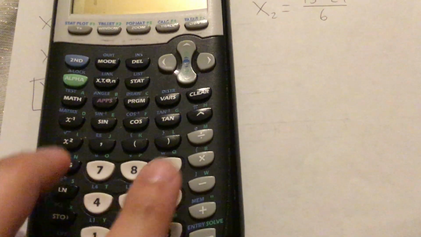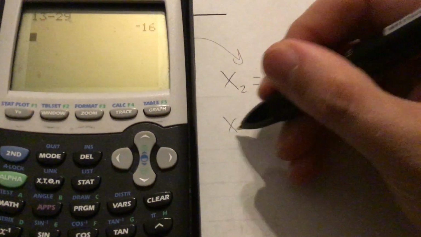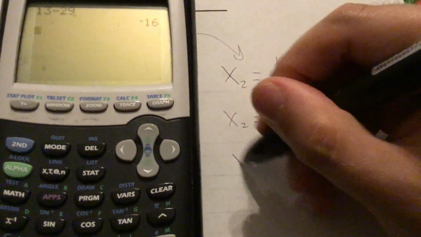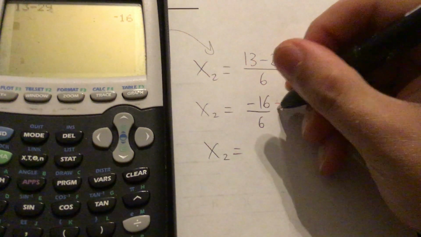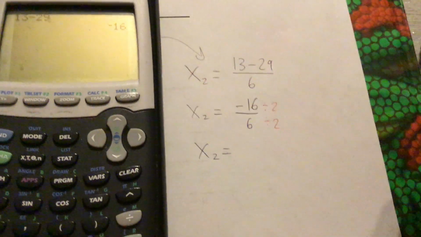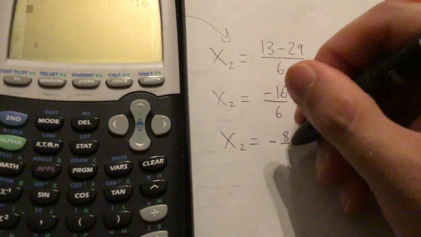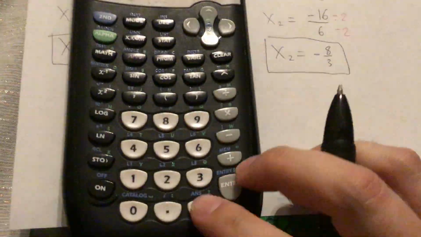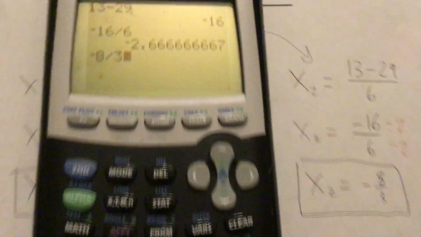13 minus 29 would be negative 16. So x2 is equal to negative 16 over 6. Let me just reduce this really quick. Let me just divide the top and bottom by 2. So that's going to be negative 8/3. I think that's going to be a good call for me to leave this as a fraction, because if I did negative 16 divided by 6 or negative 8 divided by 3, it's the same result.